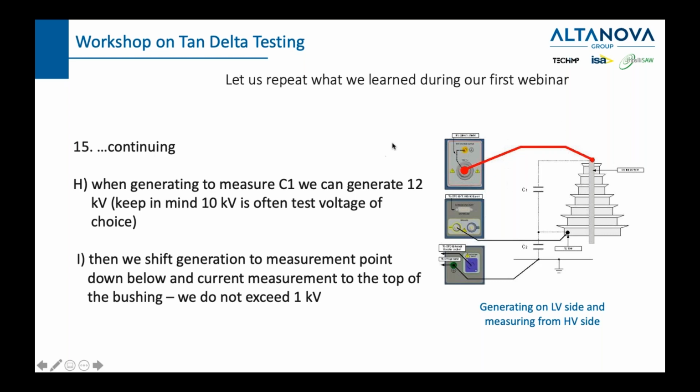When we are measuring C1. When we are measuring C2, what we need to do is to generate less. We need to generate less because this is quite close to the ground, and even with 1 kilovolt, it is more than enough to do a test.